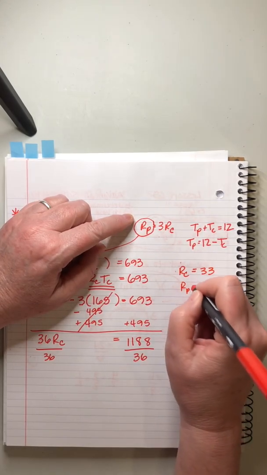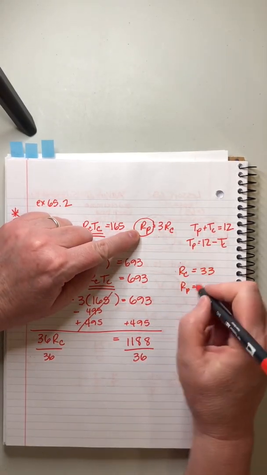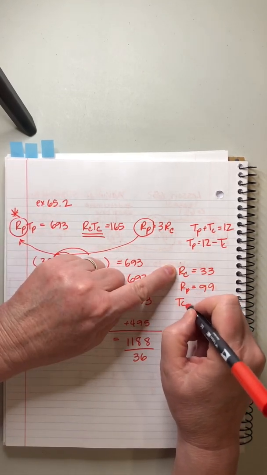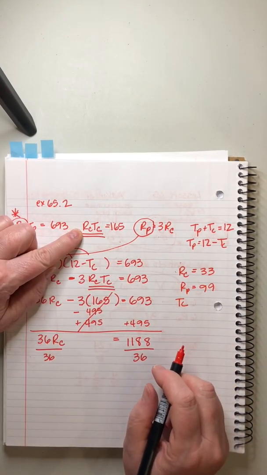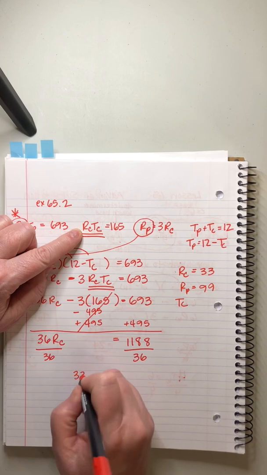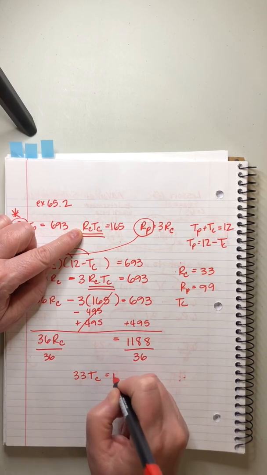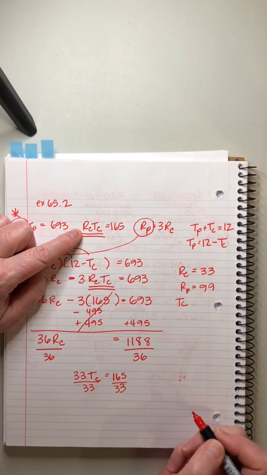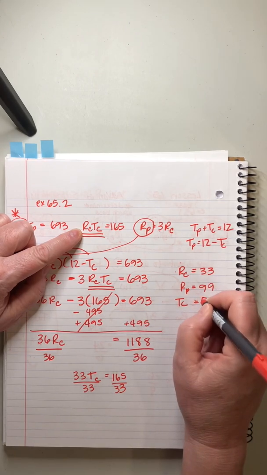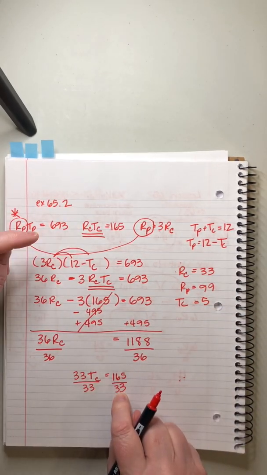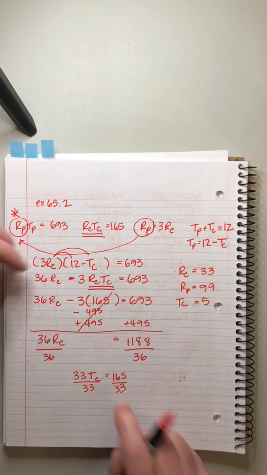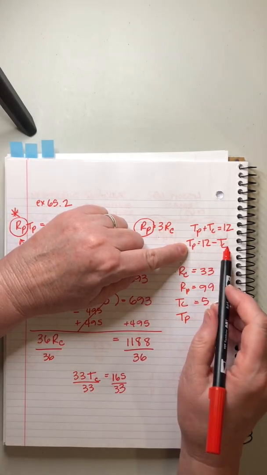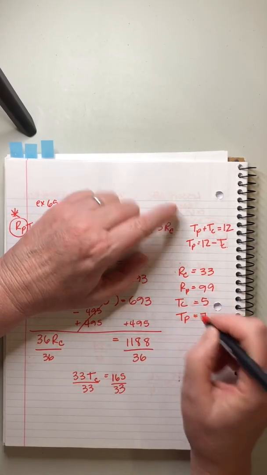RP, I always do the second rate next. If I multiply that one by 3, it means 99. And then I go back to the first thing and I get his matching time. I know that together they have to equal 165, so 33 times TC equals 165. Divide by 33, and that equals 5. All right, 165 over 33. Try it. If you don't believe me, I just did it a minute ago. And then TP, we can go to this one. TP equals 12 minus 5, so TP equals 7.